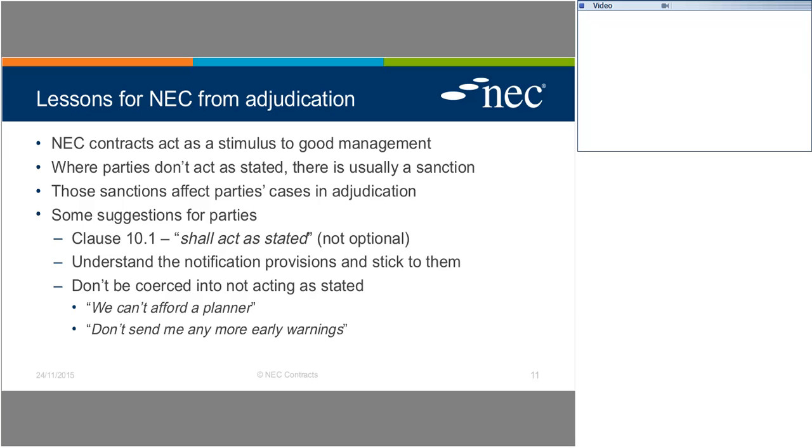So here are two regular statements I and other adjudicators have heard. A contractor saying, we can't afford a planner. This project isn't big enough to warrant one. We don't have anyone. Well, under section 3 of the core clauses, there are very clear obligations on the contractor to provide and maintain an accurate programme that all of the participants in the project, and I say participants, not just parties, can rely upon.